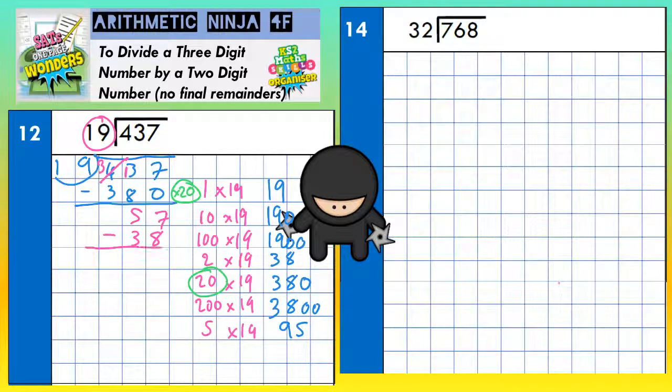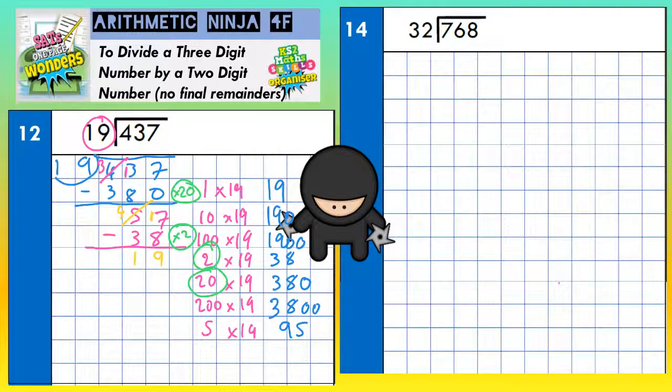And the 38 is a chunk of 2 19s. So put a little times 2 at the side. And let's take it away, see where we get. 7 take away 8 we can't do, so we borrow. Borrow from the 5, that becomes a 4. And the one we borrowed turns 7 into 17. 17 take away 8 is 9. And 4 take away 3 is 1. So we're down to 19.